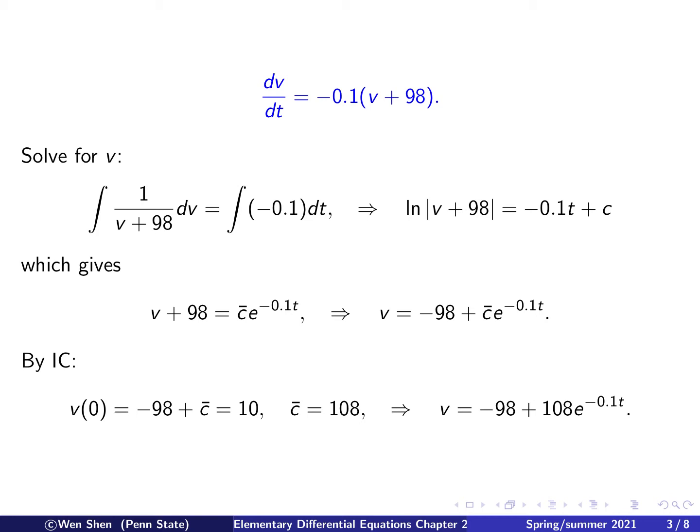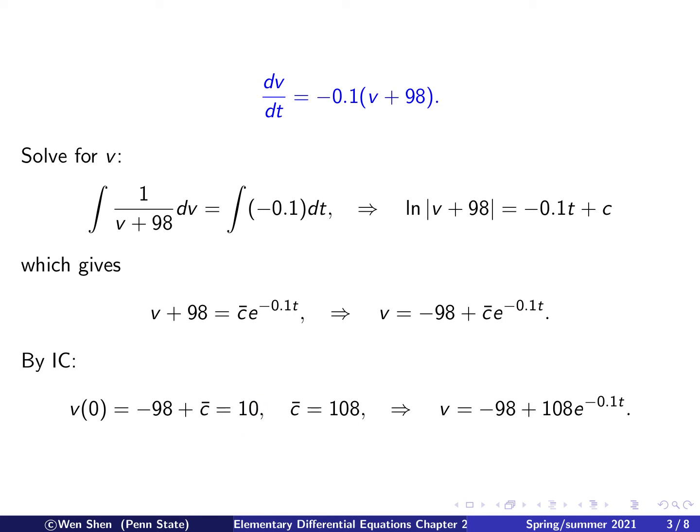Okay, now we can find the initial condition and plug that in to determine the constant c bar here. So what is the initial velocity? At t equals 0, the ball is being thrown upwards with speed 10. So v at 0 is 10. Plug in t to be 0, this is 1, so I get negative 98 plus c bar is 10.